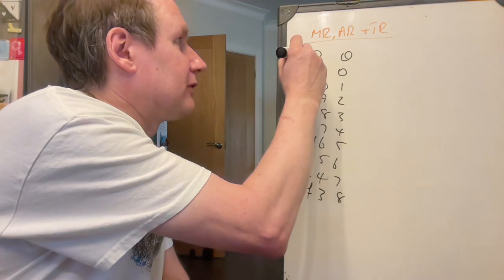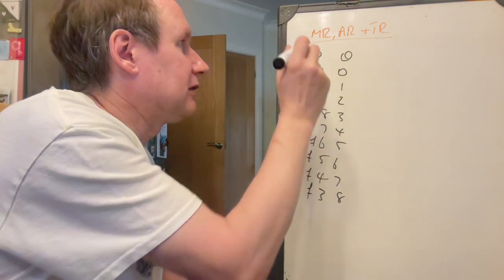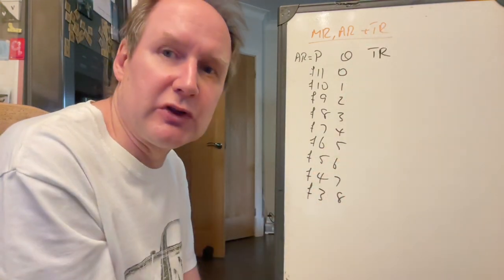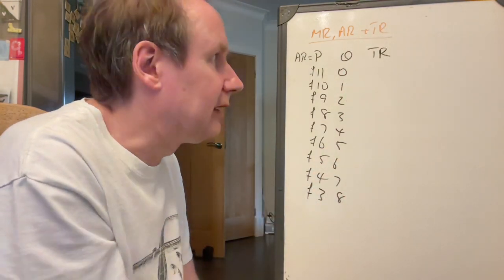We know that average revenue is equal to price. If we sell all our units at £8, then that's the price, then on average we get £8. So let's have a look at total revenue. Total revenue is just price times quantity.